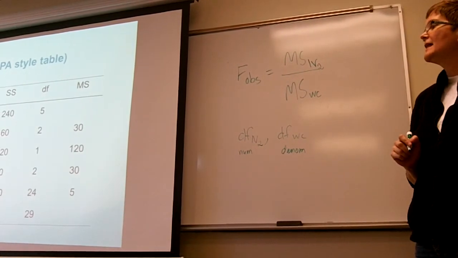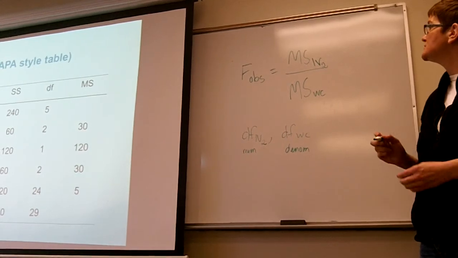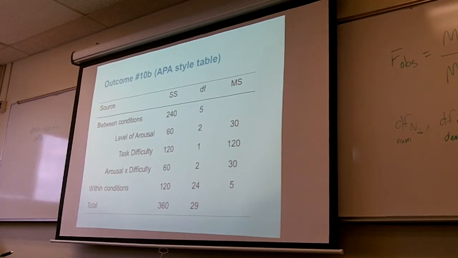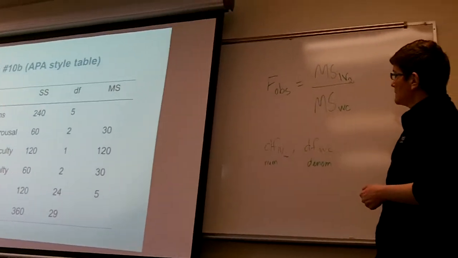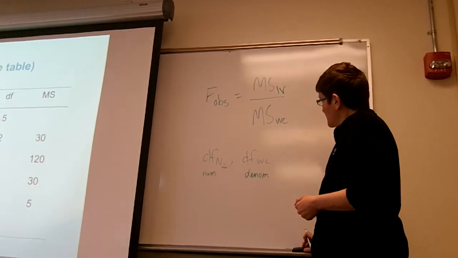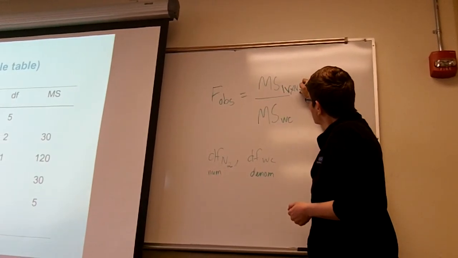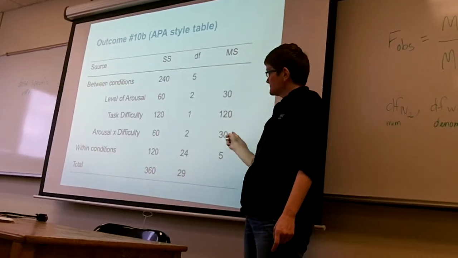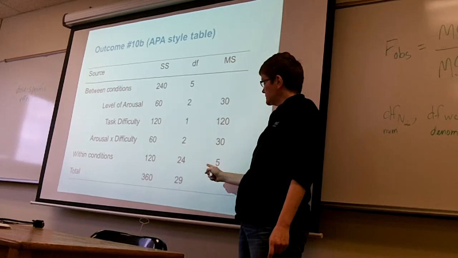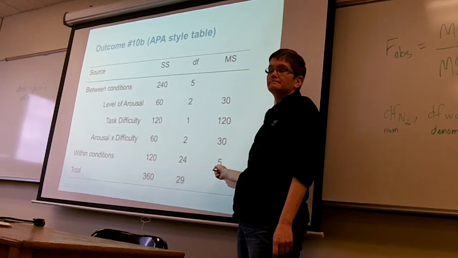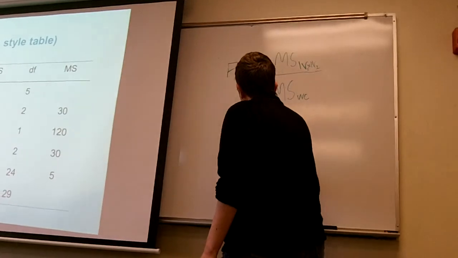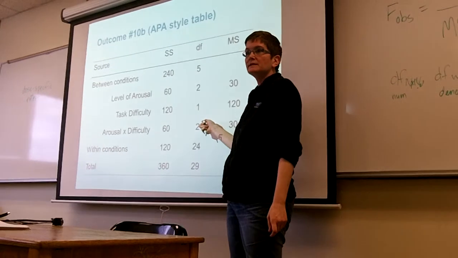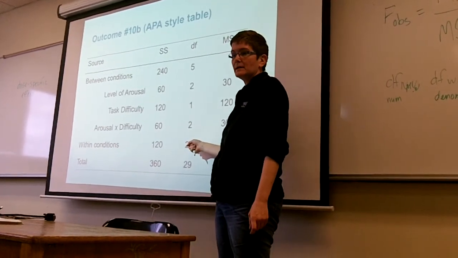And what about the interaction? How am I going to do the calculation for F observed for the interaction? What's going to go in my numerator? 30. Okay, the mean square for the interaction, which is right here, over 5. And what am I going to use for degrees of freedom? This degrees of freedom is my numerator. That one's my denominator.